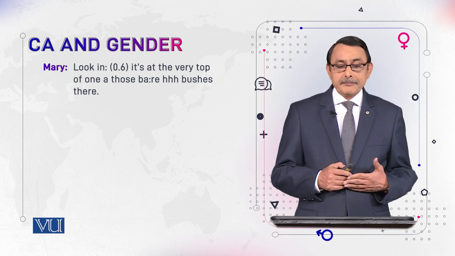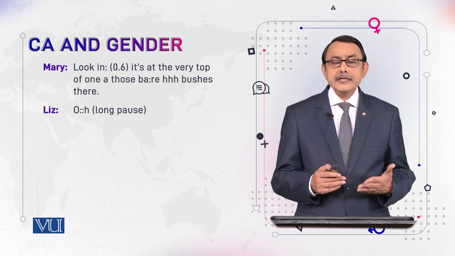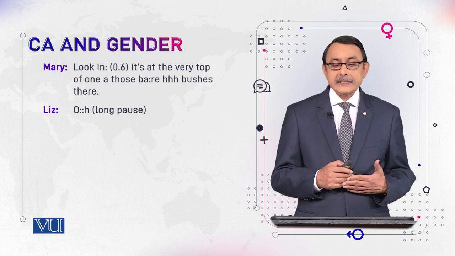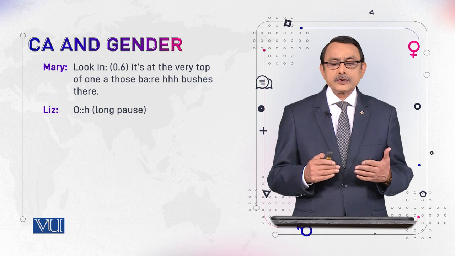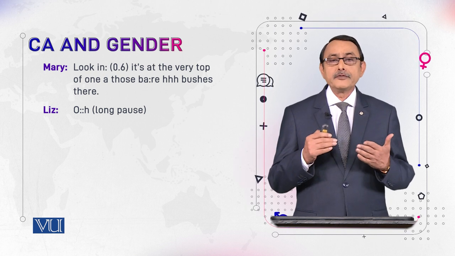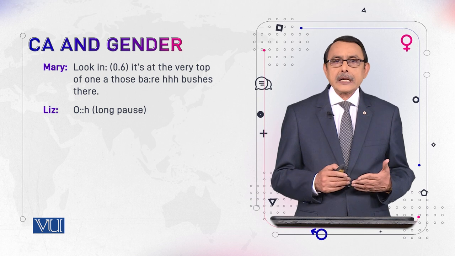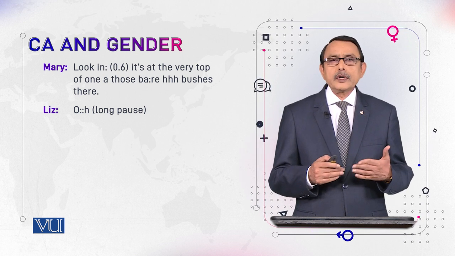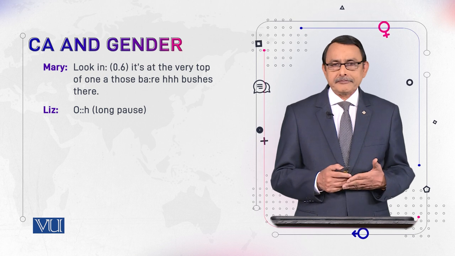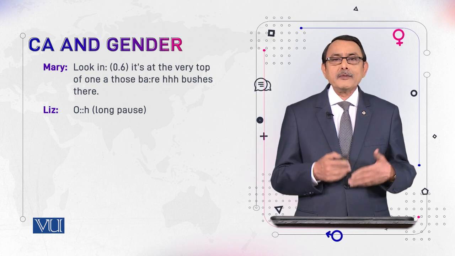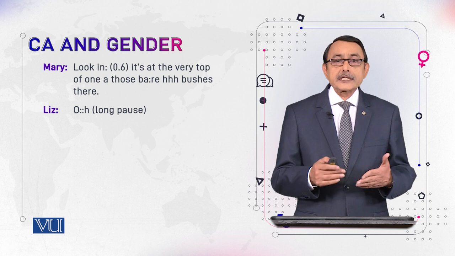And see, Mary is the first conversant, and second is Liz. Mary says, look in. Then a short pause, less than 1 second. It's at the very top of one of those bare bushes there. This repetition of ha-ha shows breathiness. Breathiness means when you gasp, that shows your emotional condition. Sometimes in emotions, we gasp. We release more air from our mouth. It is shown in this transcription by using H or repeating it.